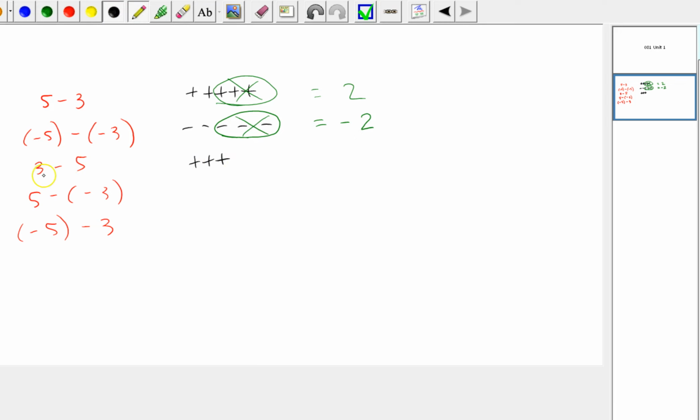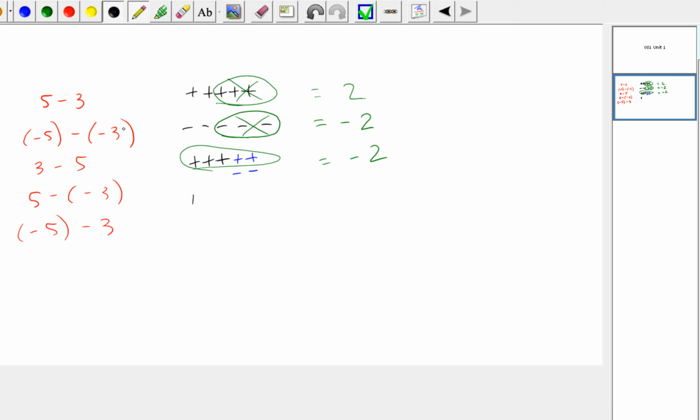We have 3 positive chips. We want to take away 5 positive chips, but we're going to need to add some pairs. So I want 2 more positive chips to take away, but then I need to put in 2 more negative chips to compensate for the 2 positive chips. So notice this is still equivalent to 3. Now I'm going to take away the 5 positive chips, and I am left with negative 2.